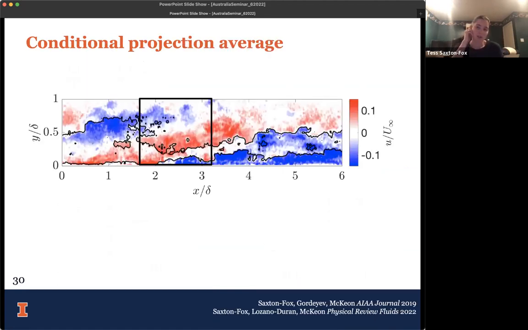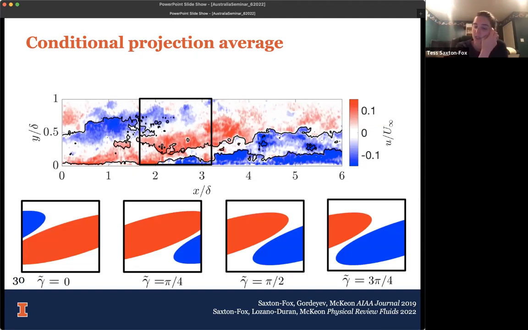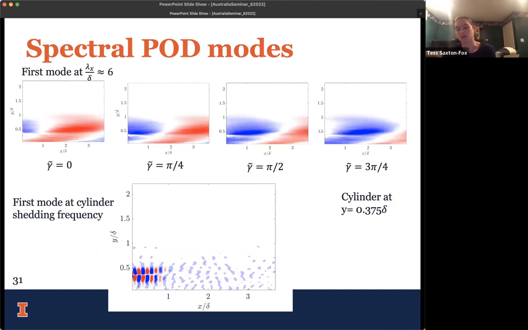But I want to go back to using the conditional projection averaging technique that I used before, and I'll say that the results I'm going to show here are pretty preliminary. I think there's a lot more we can do here, but there are some interesting and suggestive results I wanted to share. So again, we're going to do this conditional projection average. We're going to compare instantaneous snapshots to a model. This time we're not going to use a resolvent model because we don't have a canonical flow, and so resolvent analysis is a little bit inconvenient. So we're going to use Spectral POD, which also gives us back modes that have a really clean definition of phase, which is nice. So we did Spectral POD on the modified flow.